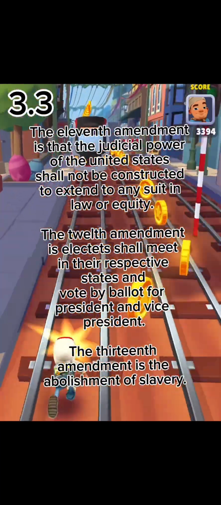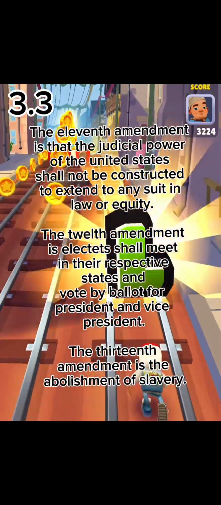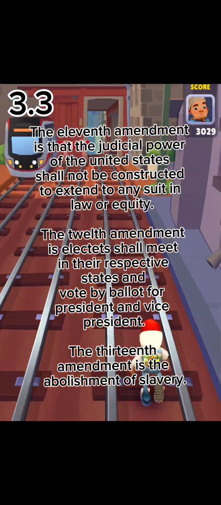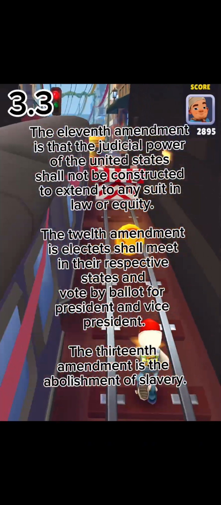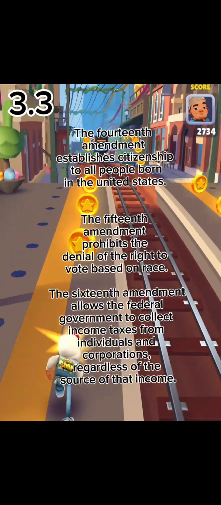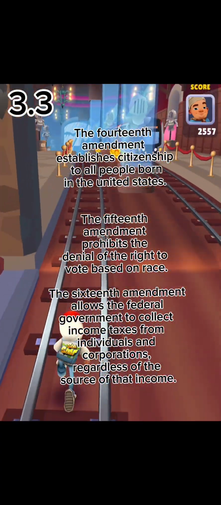The 11th Amendment is that the judicial power of the United States shall not be construed to extend to any suit in law or equity. The 12th Amendment is that electors shall meet in their respective states and vote by ballot for president and vice president. The 13th Amendment is the abolishment of slavery. The 14th Amendment establishes citizenship to all people born in the United States. The 15th Amendment prohibits the denial of the right to vote based on race.